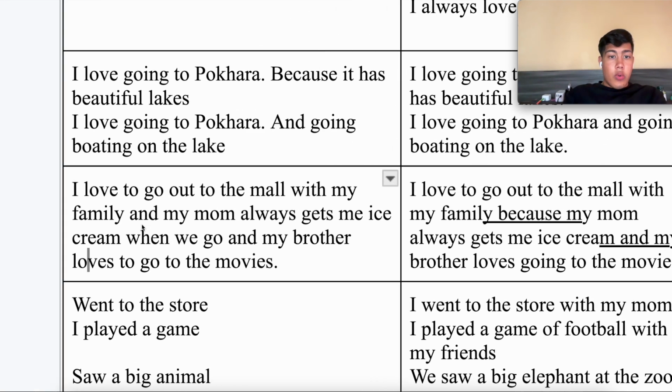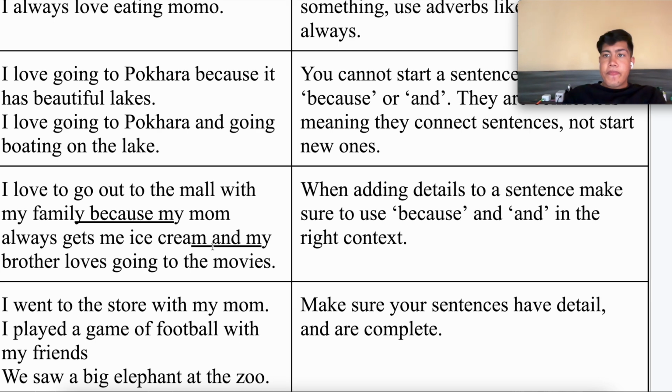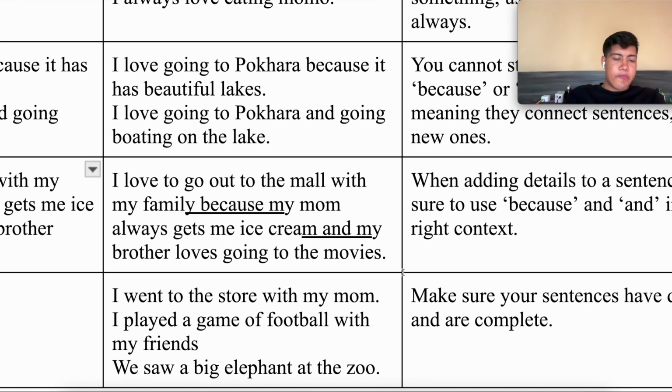Okay, let's read this example right here. I love to go out to the mall with my family, and my mom always gets me ice cream when we go, and my brother loves to go to the movies. Now, we reviewed this last time. Well, not all of us, but we did review this last time. And I did make some changes to the answer, so we're all going to learn together now. I love to go to the mall with my family because my mom always gets me ice cream and my brother loves going to the movies.